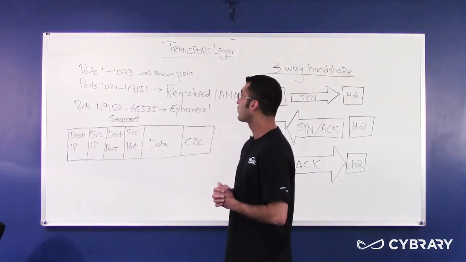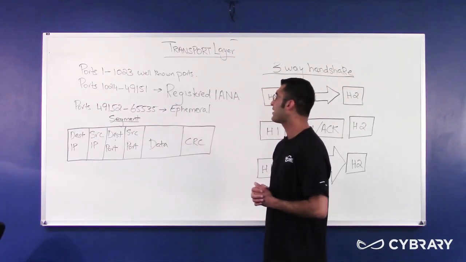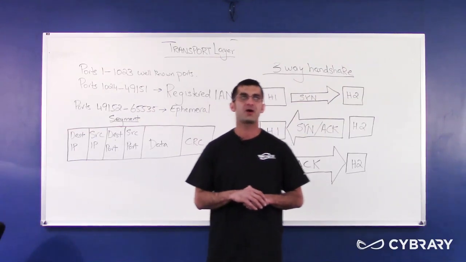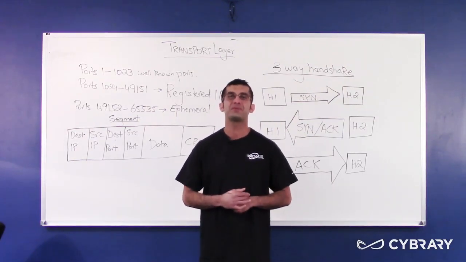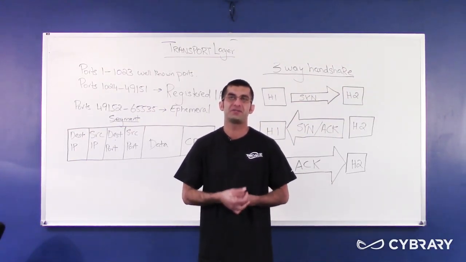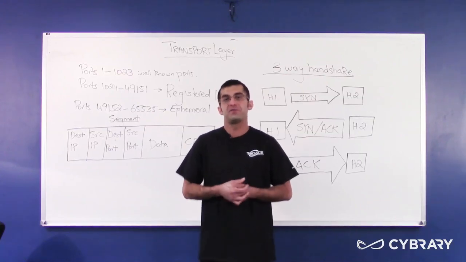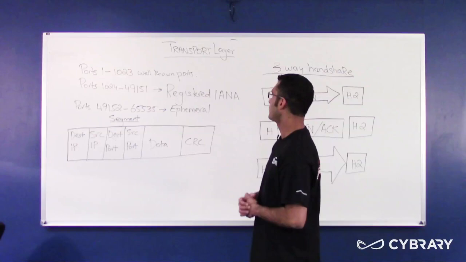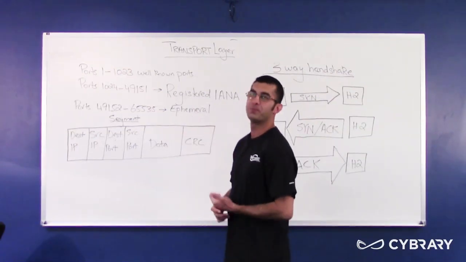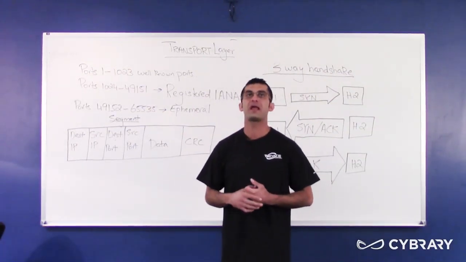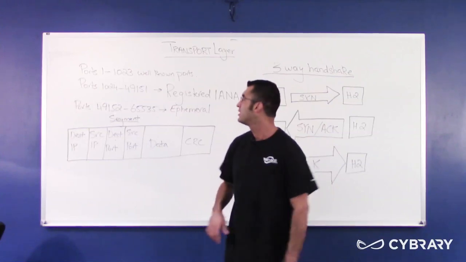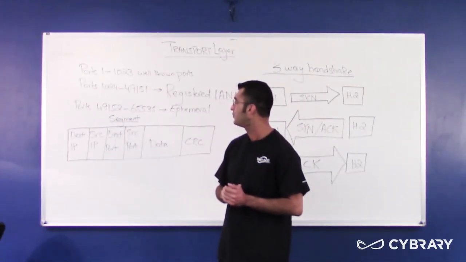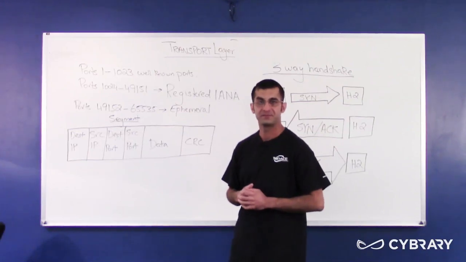Ports 1024 to 49151 are registered ports with IANA. These are ports requested by companies for certain services, and IANA registered them with that company for a certain service. The last type of ports are your ephemeral ports, and these are your open ports. Any protocol or any service may use the port range between 49152 and 65535.